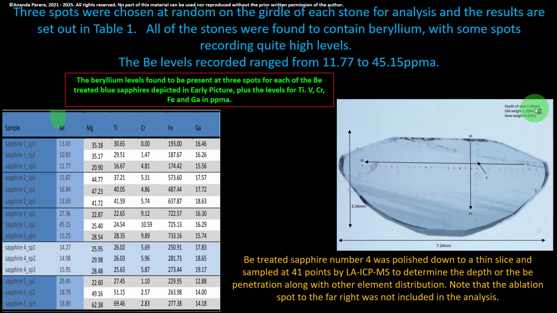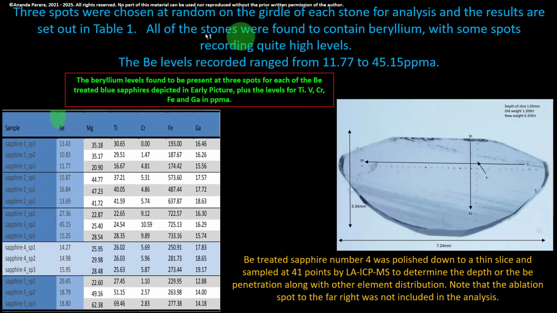Depth of slice 1.03 millimeter. Old weight is this. Net weight is this. These are the places we mentioned here. Tiny spots, very, very tiny spots, heated by LA-ICP-MS technology. Then see what happens. 3 spots were chosen at random on the girdle. This is the girdle, no? Of each stone for analysis, and the results are set out in table 1. Results are here.